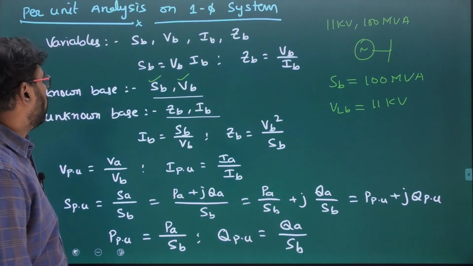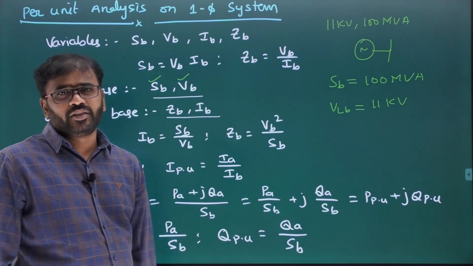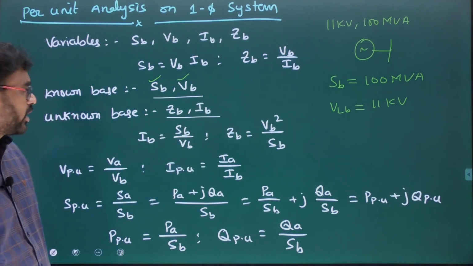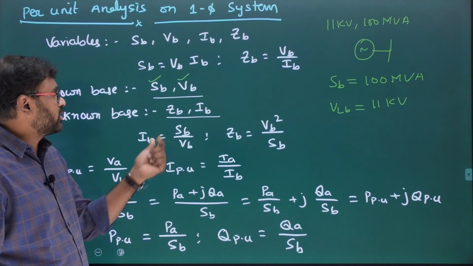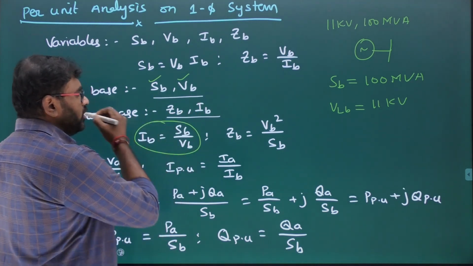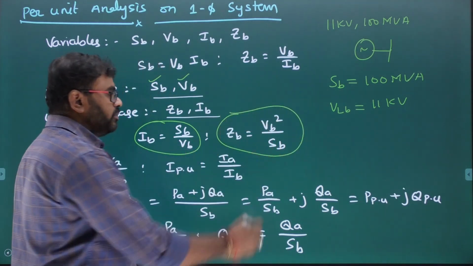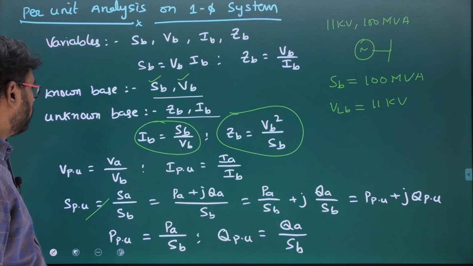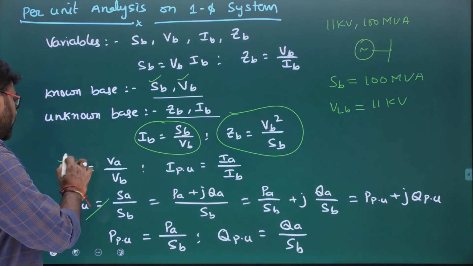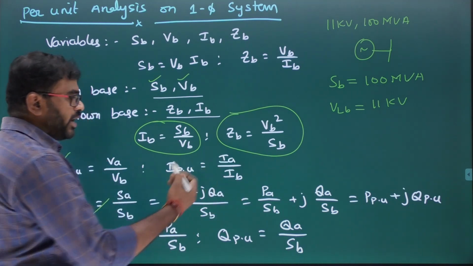So that's why known base is S base and V base, and unknown base is what? Z base and I base. That's what we need to calculate. But how to calculate I base in terms of S base and V base? We know that I base equal to S base by V base, and Z base is simply V base whole square by S base. That's it. Now similarly, V per unit is V actual by V base. What is I per unit? I actual by I base.